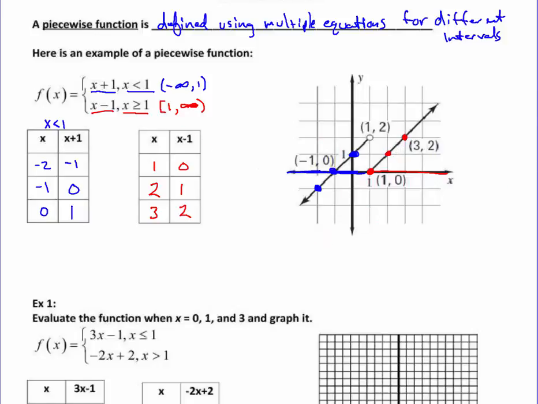And we can see here that our piecewise function, if we're doing the domain of it, goes from negative infinity to 1, but then it starts right back up again at 1 and goes to infinity. So we wouldn't say that our domain has any kind of break here. We would just say that the domain of this function is from negative infinity to positive infinity. We would just write it this way.